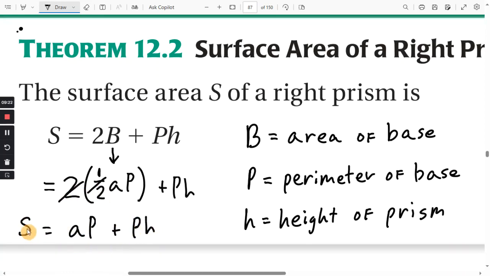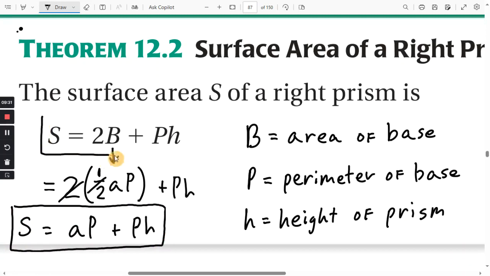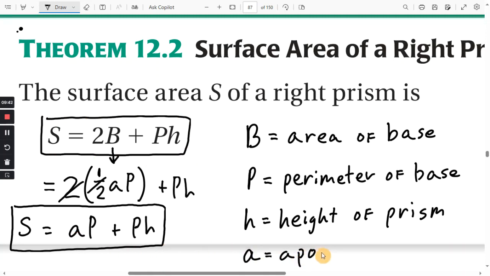So this formula works as well. It's really the same thing, just written in a different form. So you can use that, or you can use that right there. Okay, and in this formula, the lowercase a stands for apothem.